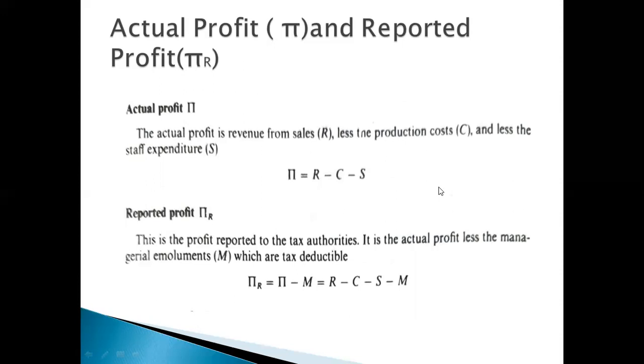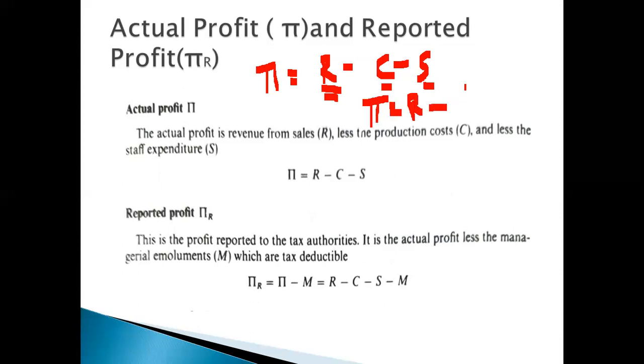Now, coming to these two important things, actual profit and reported profit. What is actual profit? Actual profit, pi, is obtained by deducting C and S from R. R is the revenue from sales, C is the production cost, and S is the staff expenditure. So if you deduct the production cost and staff expenditure from R, you will get pi, or pi is equal to R minus C minus S. When you deduct the cost and the staff expenditure from revenue, you get what is called pi. That's one.